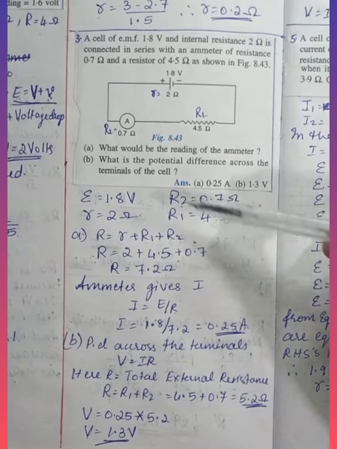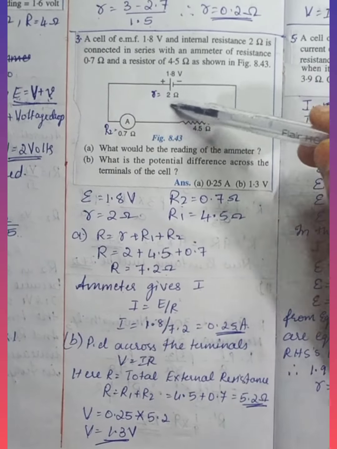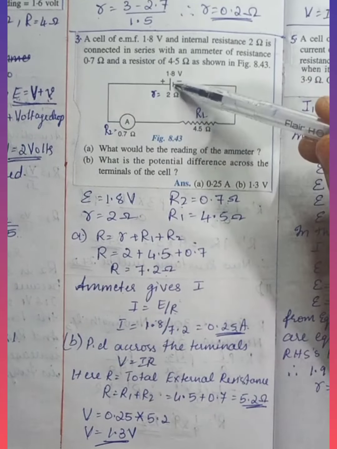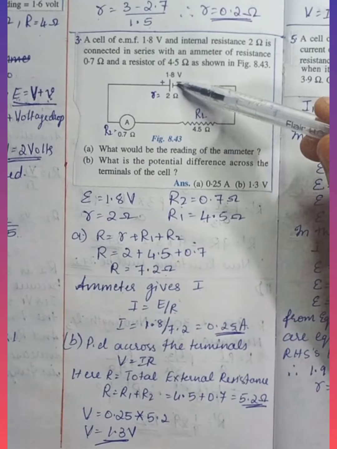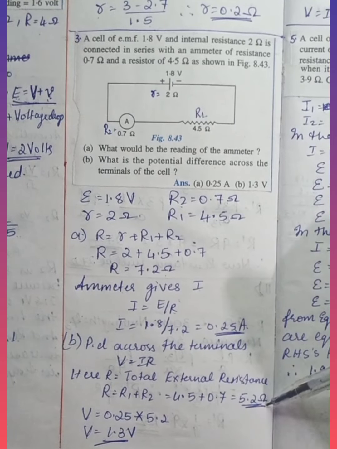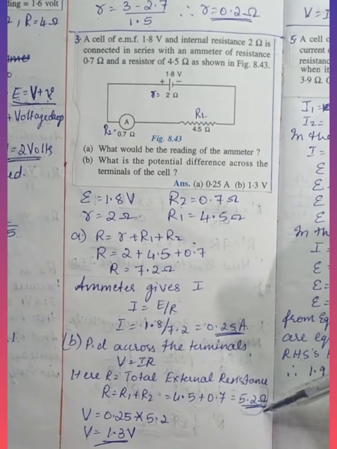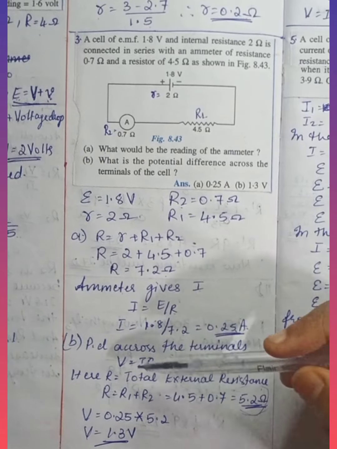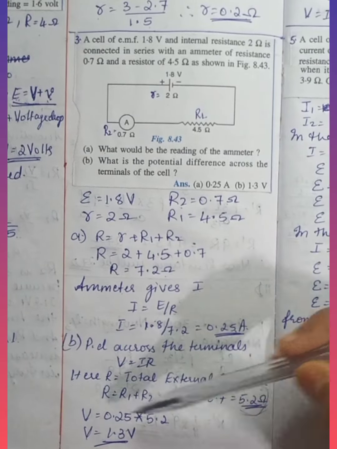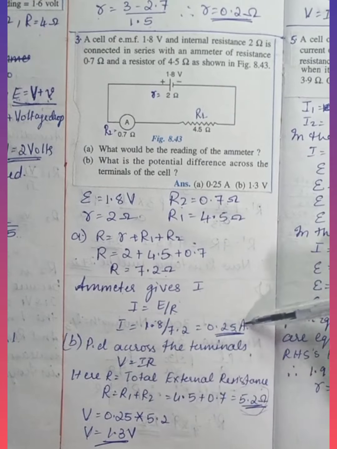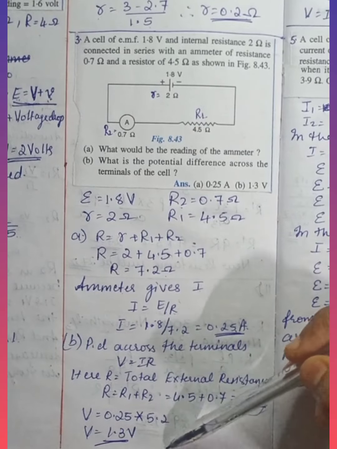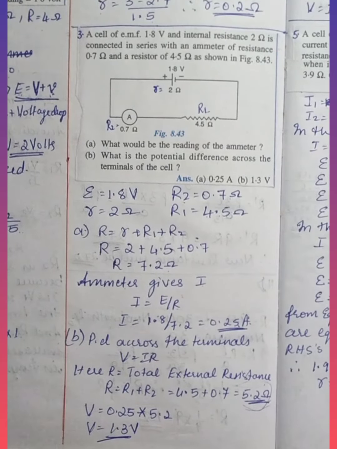Your second part of the question, you need to find out potential difference across the cell. So across the cell, you need to find out the resistance offered externally for this cell. What is the resistance externally offered for this cell? So here the resistance will be R1 plus R2, which is 4.5 plus 0.7, which is 5.2 ohms. So using this resistance, we need to find out the voltage. So what is voltage? Current into resistance according to Ohm's law. Okay, so substitute the values. V is equal to 0.25 amps current and 5.2 is the resistance. When you multiply these two, you will get 1.3 volts. So that is the answer.